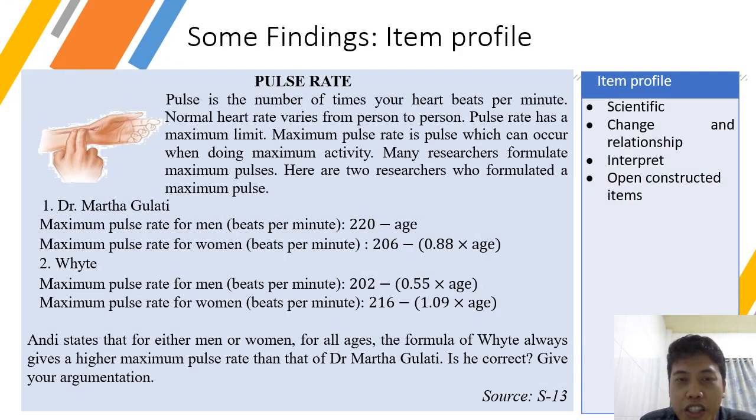Now I will show you some examples of how we categorize or assess the student teachers' problems. The first is about pulse rate. We categorize it as a scientific problem because it's related to biological information. For the content category, we include it as a change and relationship problem because it includes some mathematical equations or algebraic form, as you see from this form.